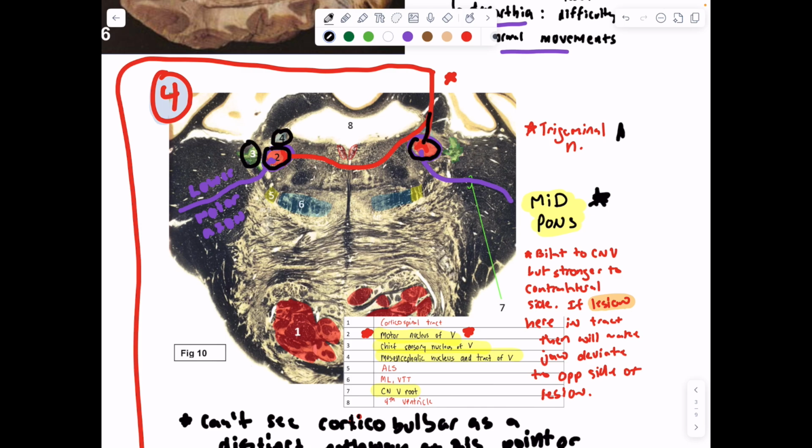So we're going to have bilateral innervation to motor of 5, but we also said it's stronger contralaterally. All right, and then we're synapsing here, and the axon after that is from the lower motor neuron. So this is all upper motor. Once we synapse, now we're lower motor neuron.